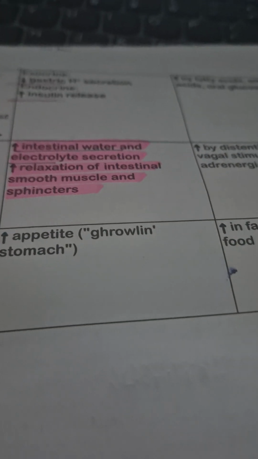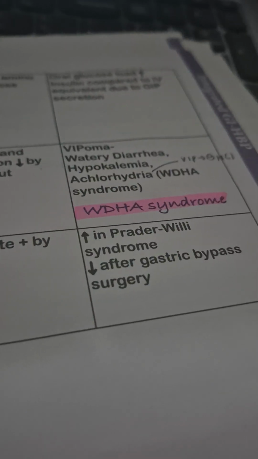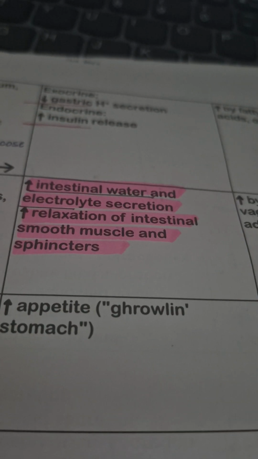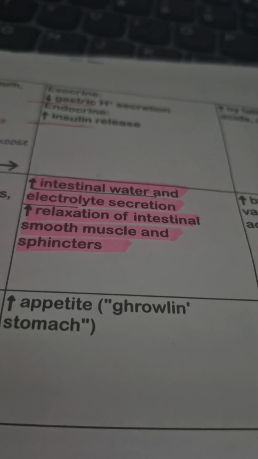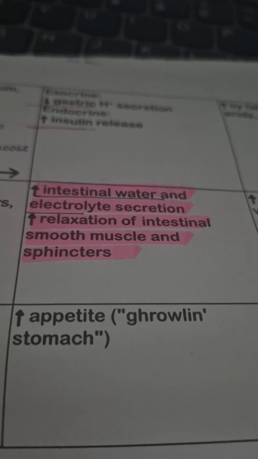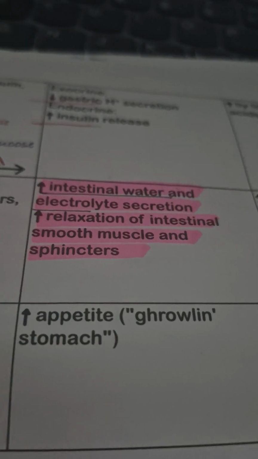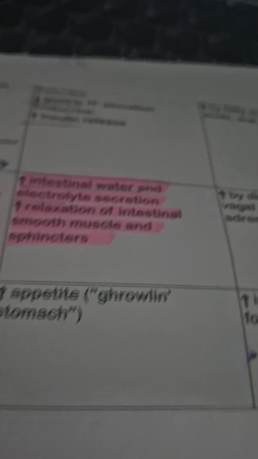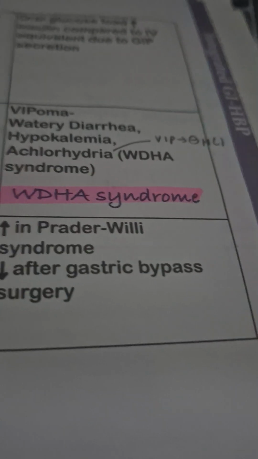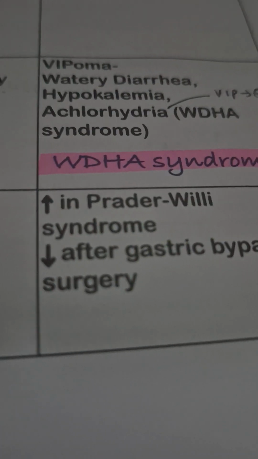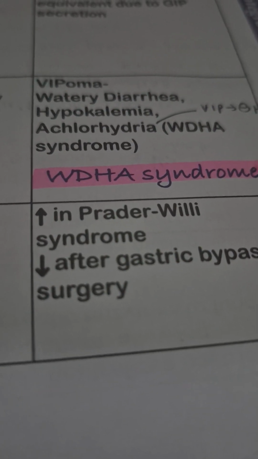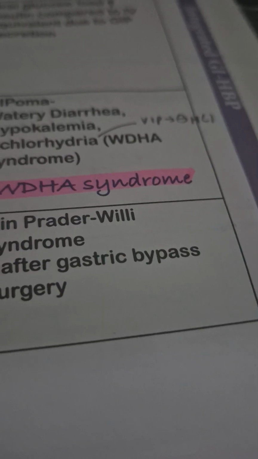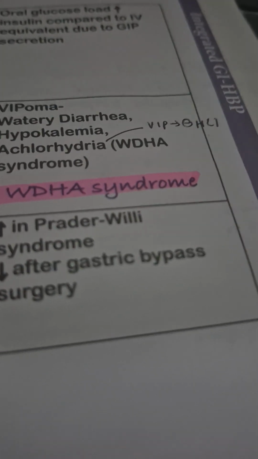And then vasoactive intestinal peptide has this WDHA syndrome. First we'll see its function. It increases water and electrolyte secretion and increases relaxation of smooth muscle and sphincter. So it promotes peristalsis. It pushes the fluid to the distal parts, and obviously secretions are also more, so it causes WDHA syndrome, which is watery diarrhea, hypokalemia and achlorhydria, because VIP also inhibits HCl secretion.